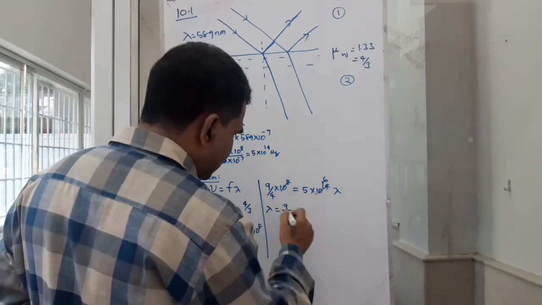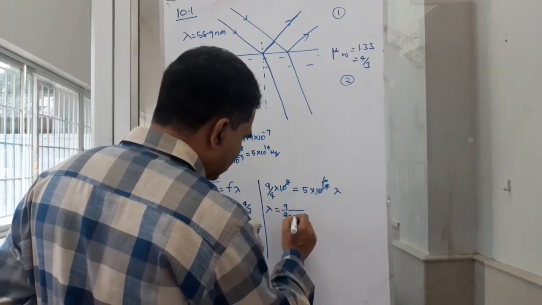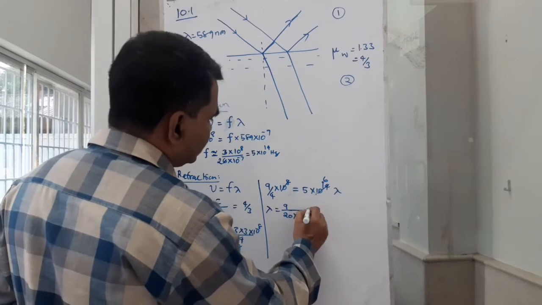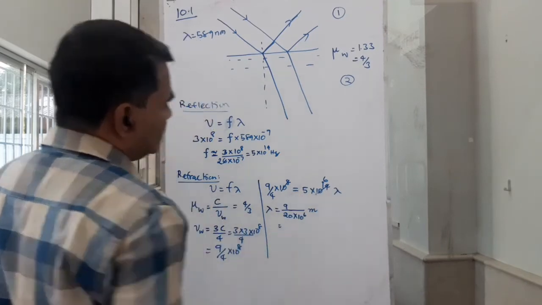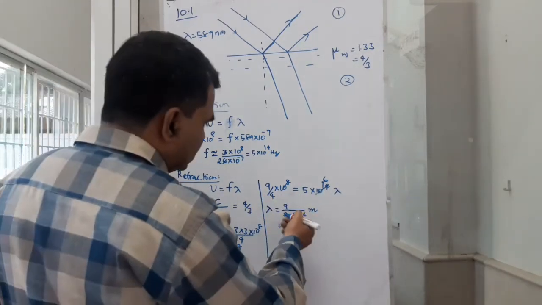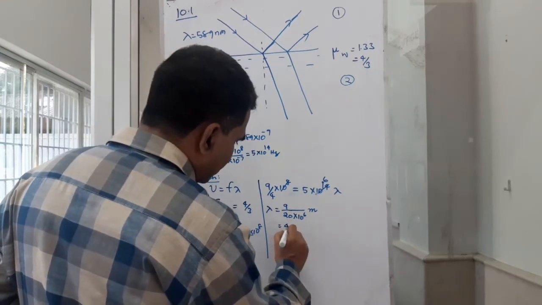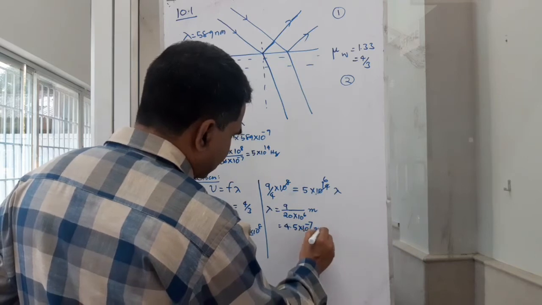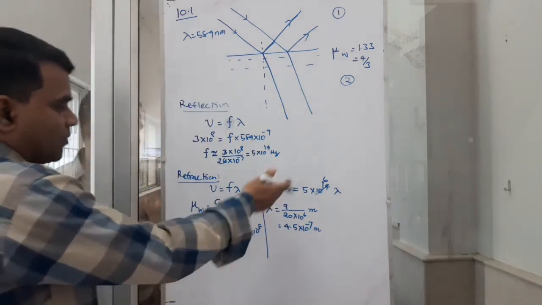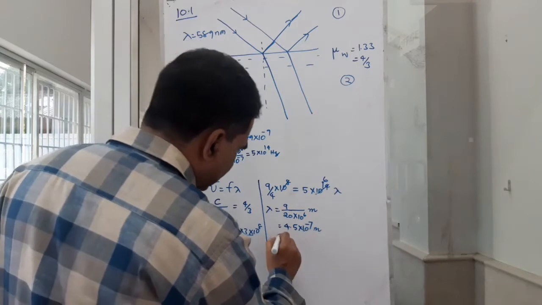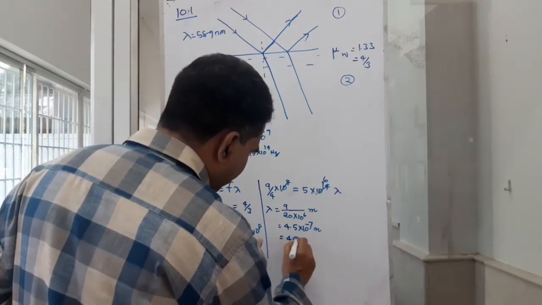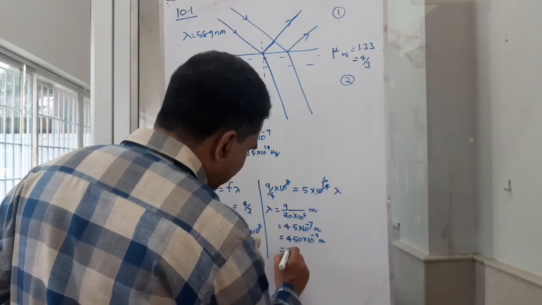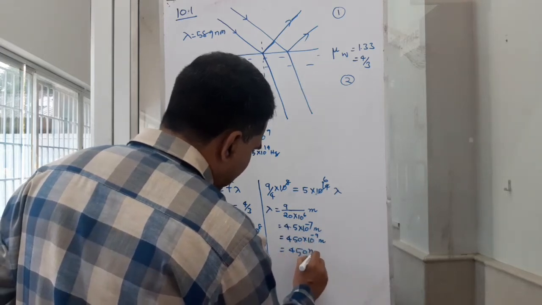So when you bring it down, lambda is roughly 4.5 into 10 power minus 7 meters. Well, if I multiply that by 100 and divide it by 100, then I will get 450 into 10 power minus 9 meters. So this is equal to 450 nanometers roughly.